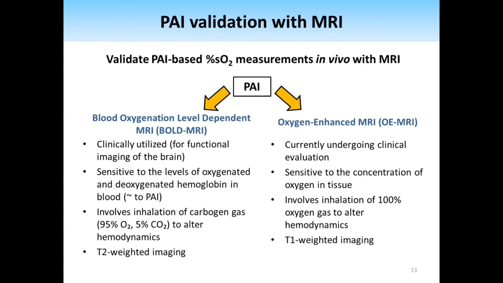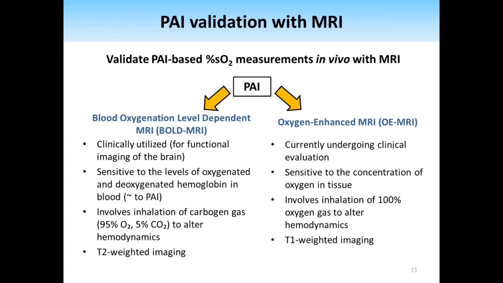This technique, BOLD-MRI, is what we call a T2-weighted technique. The most important thing is that as you inhale this carbogen gas, you should decrease your levels of deoxyhemoglobin, increasing your oxyhemoglobin, and you'll expect to see increases in your T2-weighted signal. The second technique is oxygen-enhanced MRI, a relatively new technique undergoing current clinical evaluation. In contrast to BOLD-MRI, it is sensitive to the overall concentration of oxygen in tissue. These studies are very similar to BOLD-MRI, usually involving inhalation of 100% oxygen gas to alter hemodynamics. Here, we're more interested in increasing the total levels of dissolved oxygen in the blood and tissue. And in contrast to BOLD-MRI, this is a T1-weighted imaging technique.